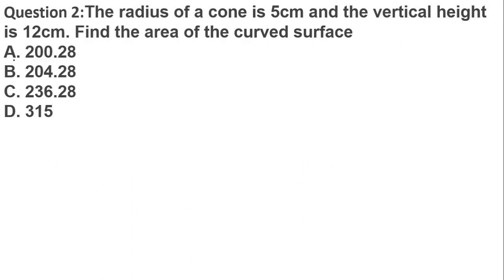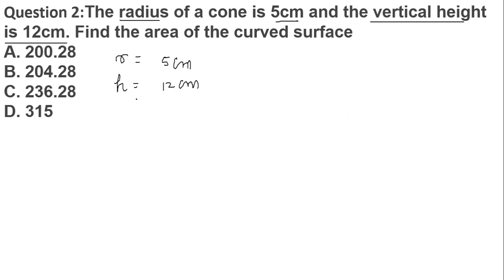Moving on to question number 2. In question number 2, the radius of the cone is 5 centimeter. The radius r is equal to 5 centimeter. The vertical height is 12 centimeter. Find the area of the curved surface. So they are again asking us to find the area of the curved surface. They have mentioned vertical height, not slant height. Slant height means L. Vertical height means H, which is equal to 12 centimeter.